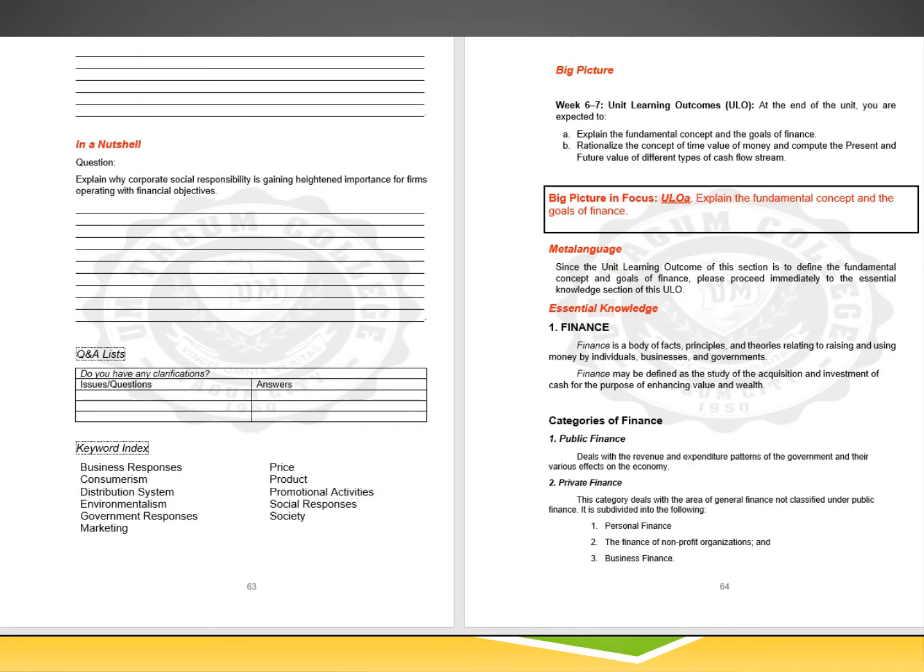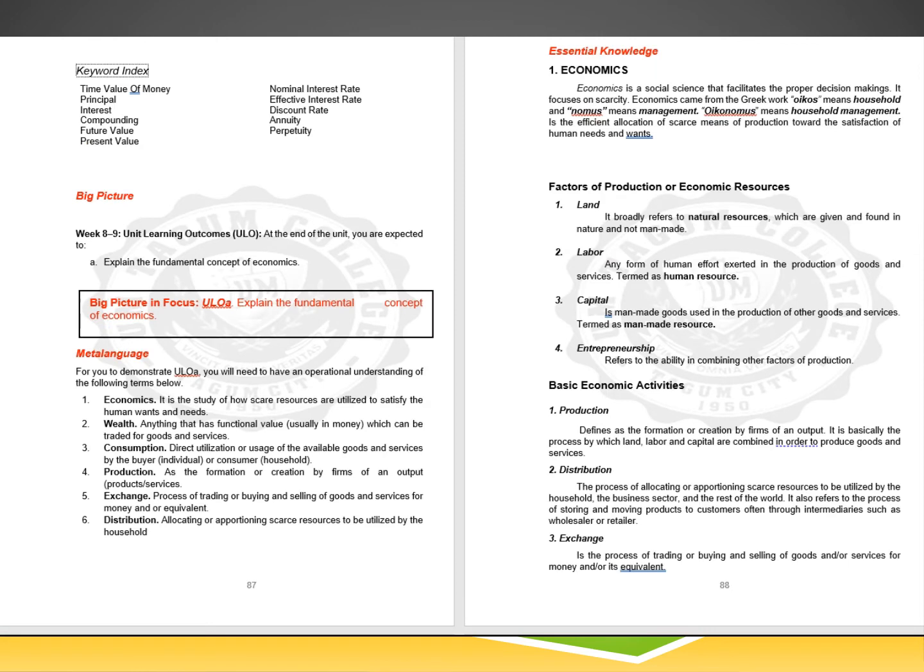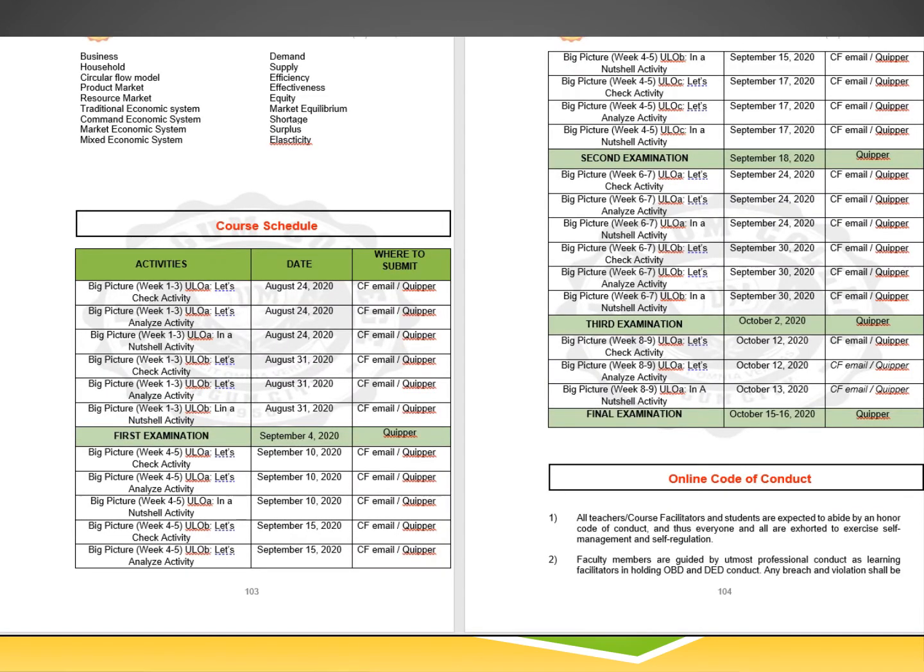Here we have weeks 6 and 7, wherein there are 2 unit learning outcomes. This is the coverage of your third exam. Lastly, for weeks 8 and 9, it has only 1 unit learning outcome, about the concept of economics. So those are the lessons presented, from weeks 1 to 3 until weeks 8 to 9.